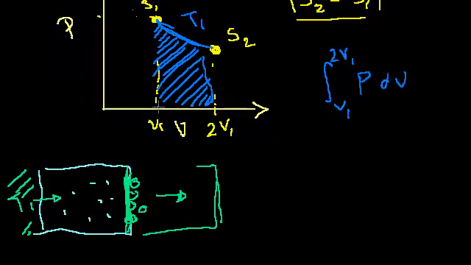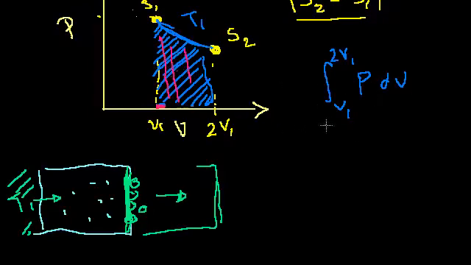P is our height times our little changes in volume, giving us each rectangle, and then the integral is just a sum along all of these. So we get that's essentially the work that this system does, right? And the work that this system does, since we are on an isotherm, is equal to the heat added to the system, because our internal energy didn't change.